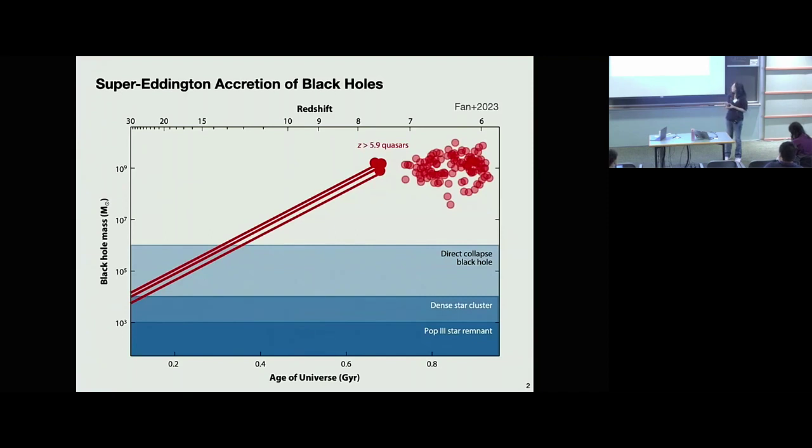Here the red lines show the growth history assuming a constant Eddington limited accretion rate, and the blue regions show the mass ranges for different black hole seed scenarios. As you can see, for lower mass black hole seeds, the mass accretion rate needs to exceed the Eddington limit for some amount of time. This process potentially governs the growth of the very first supermassive black holes, the impact on their host galaxies, and the epoch of reionization.